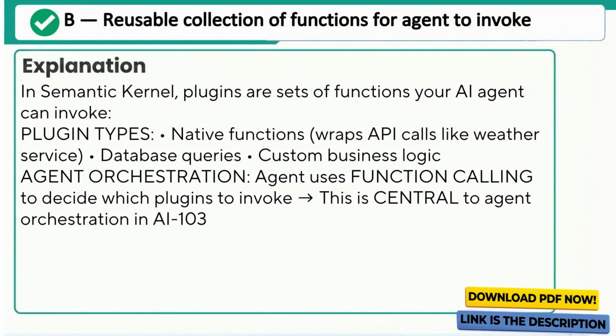Explanation: in Semantic Kernel, plugins are sets of functions your AI agent can invoke. Plugin types include native functions that wrap API calls like a weather service, database queries, and custom business logic. The agent uses function calling to decide which plugins to invoke. This is central to agent orchestration in AI-103.